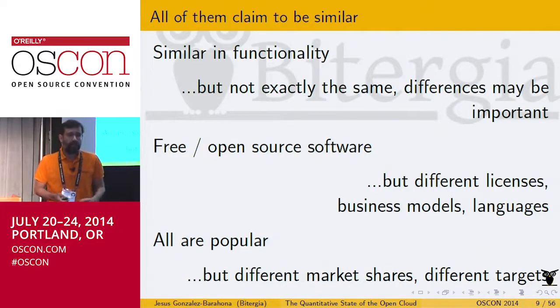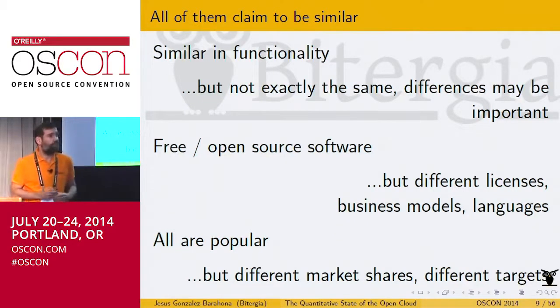So all of them are sort of similar in functionality. If you look at the functionality they claim, it's quite similar in many cases. There are differences, of course. They are sort of in the same domain, but they are not exactly the same. And those differences could be important. And you have to have that into account when you look at the rest of the numbers.